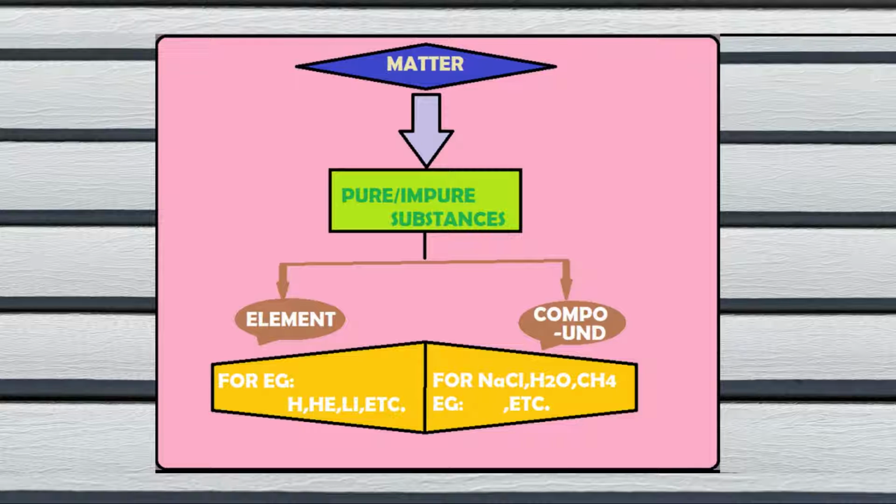So here is a diagram to make you understand matter, substances, elements, and compounds. First there is matter, then comes pure and impure substance. Pure substance equals element, impure substance equals compound. Examples of elements are hydrogen, helium, lithium, etc. And examples of compounds are NaCl, which is salt, H2O, which is water, CH4, which is methane, etc.